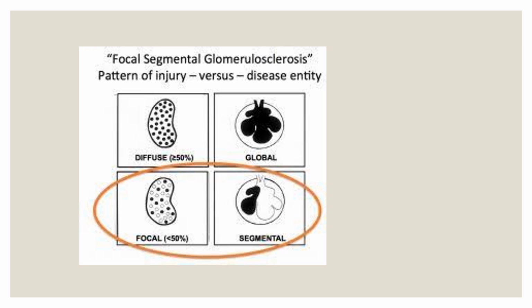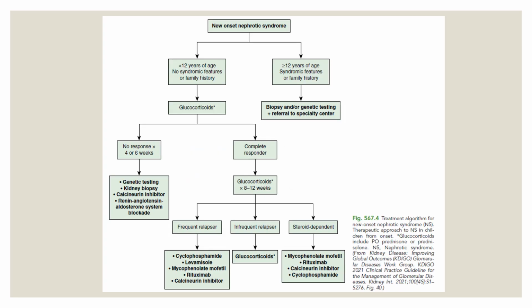Now this is what I have been talking about. Focal means only some of the glomeruli are affected. Diffuse means more than 50% are affected. Global means the whole of the glomerulus. Whatever glomerulus is affected, if the complete part of the glomerulus is affected, it's called global. If only some part of the glomerulus is affected, it is called segmental. That is what you call focal segmental glomerulosclerosis: only some of the glomeruli are affected, and in those, only some part is affected.